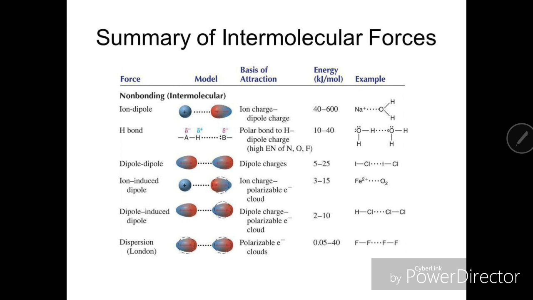Then dipole-induced dipole, then ion-induced dipole, then dipole-dipole, then hydrogen bond, and the strongest are ion-dipole. So the weakest are dispersion forces, and the strongest are ion-dipole interactions. Hydrogen bonds are in between dipole-dipole and ion-dipole interactions, whereas ion-induced dipole interactions are in between dipole-dipole and dipole-induced dipole interactions. So from this table you can easily understand the strength of various kinds of intermolecular forces. So this is all about the intermolecular forces.